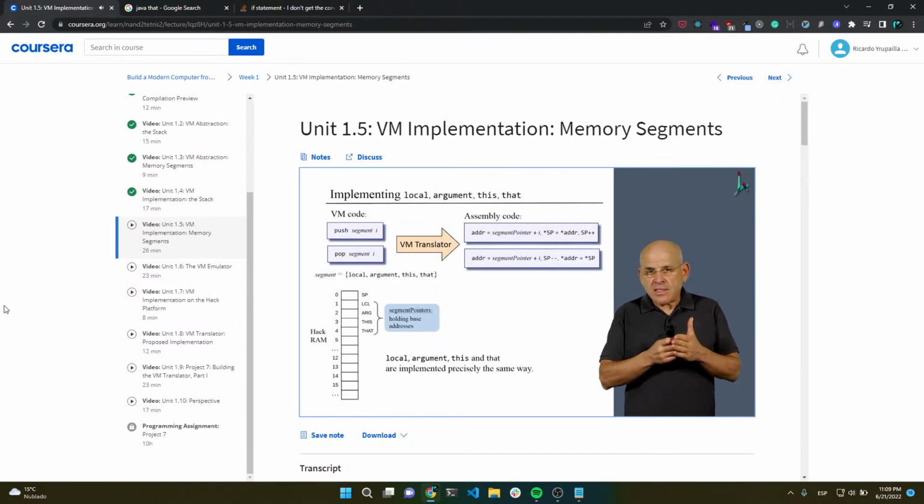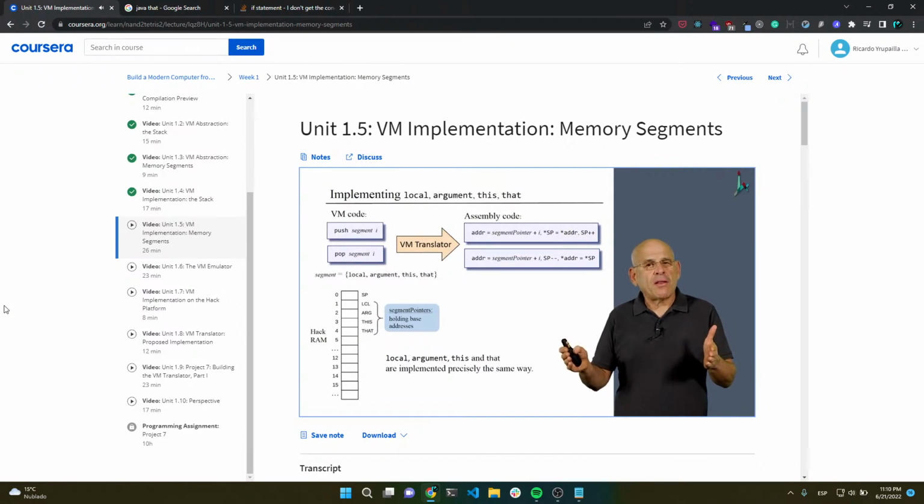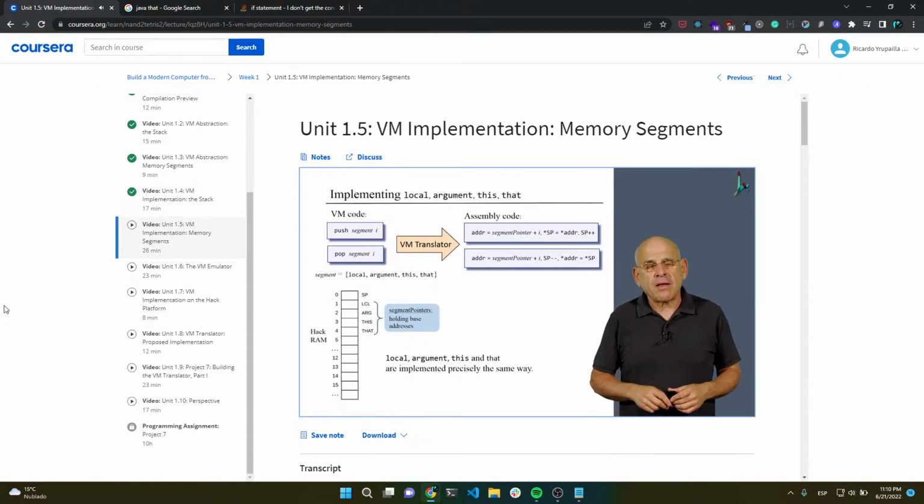We're going to use the same semantics that we used for the local segment, but instead of saying local, we'll say segment pointer name, where the segment pointer is the corresponding pointer to the memory segment that we are dealing with in the source code, in the VM code.